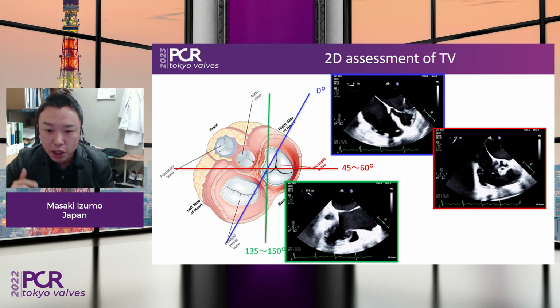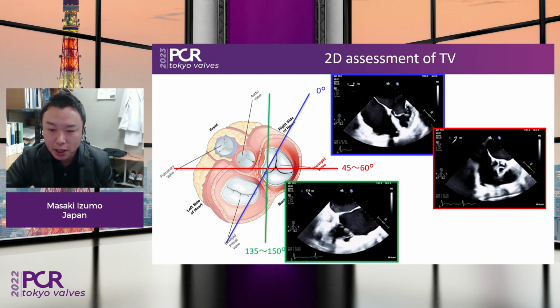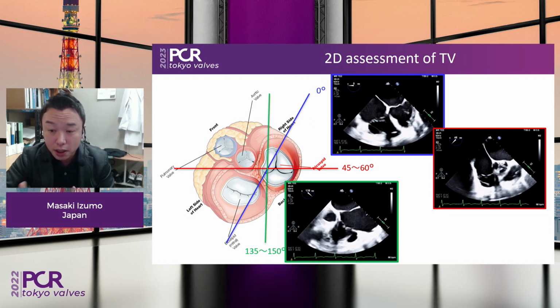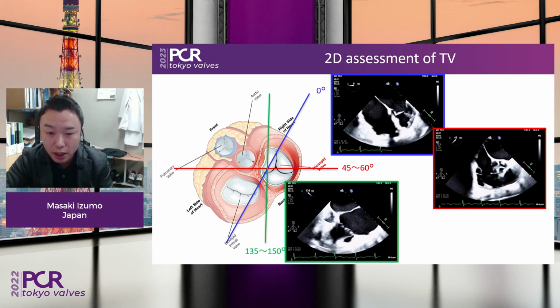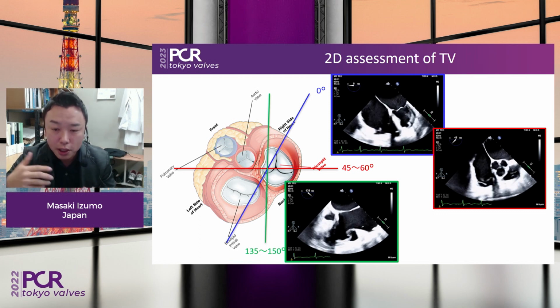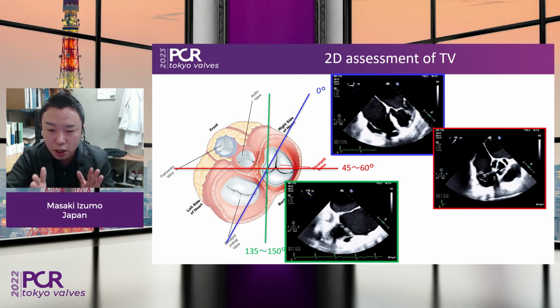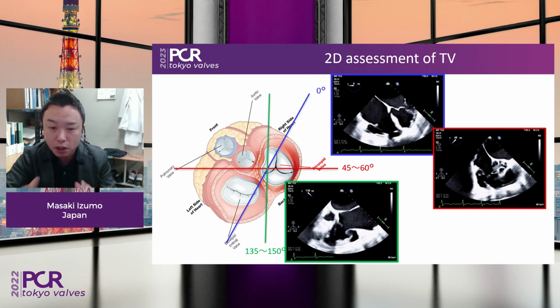Of course, 2D assessment is also important. The tricuspid valve is assessed from 3 main angles, the same as the mitral valve. It is important to understand where the image displayed at each angle shows the tricuspid valve.